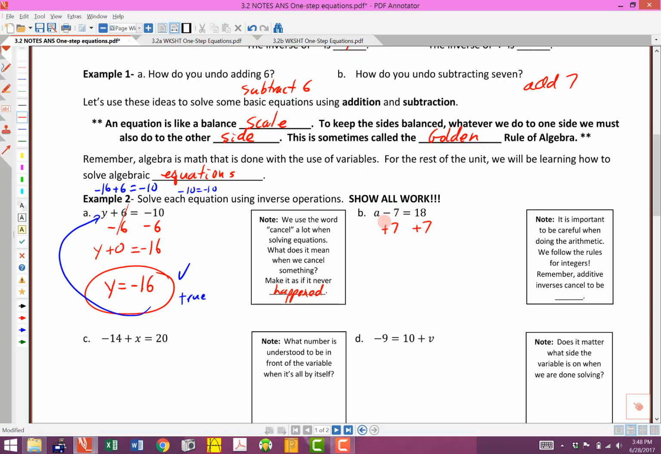These two are going to cancel each other out, so I'm going to lightly cross those off like that. That leaves me with an a over here, and then I have 18 plus 7, and 18 plus 7 is 25. So that is the answer right there. A is equal to 25.